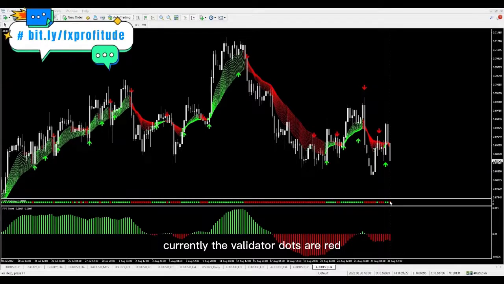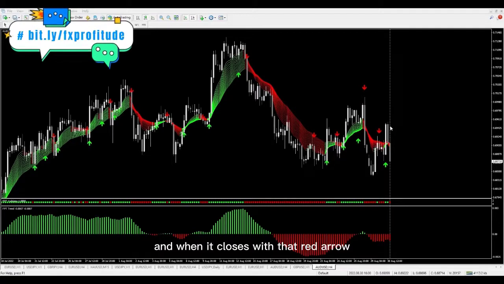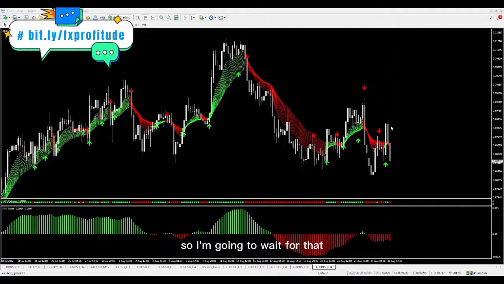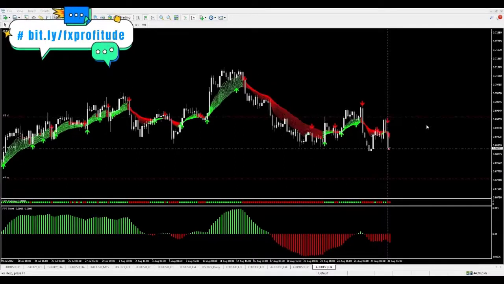Currently, the validator dots are red, and the trend indicator is also red, and this is giving us all of the signs for a short trade. What we're waiting for now is to get a red arrow to appear above this current candle, and when it closes with that red arrow, I will enter a short trade. So I'm going to wait for that, and as soon as that happens, I will be going short.